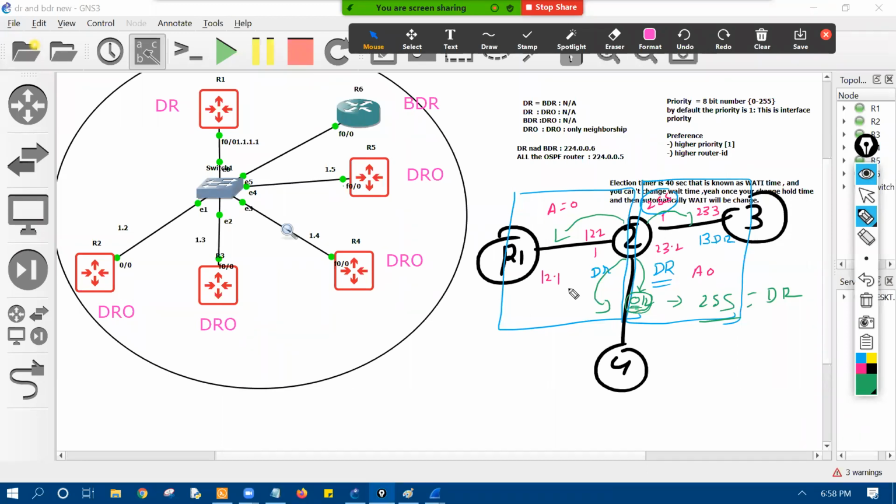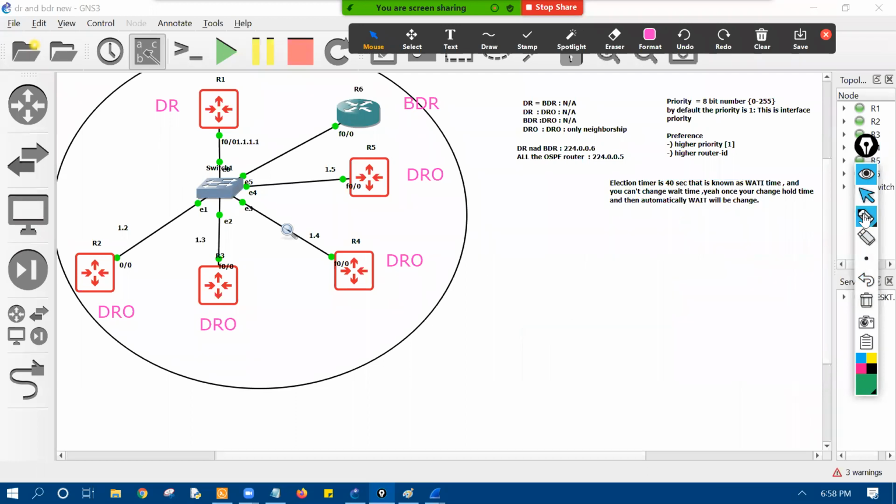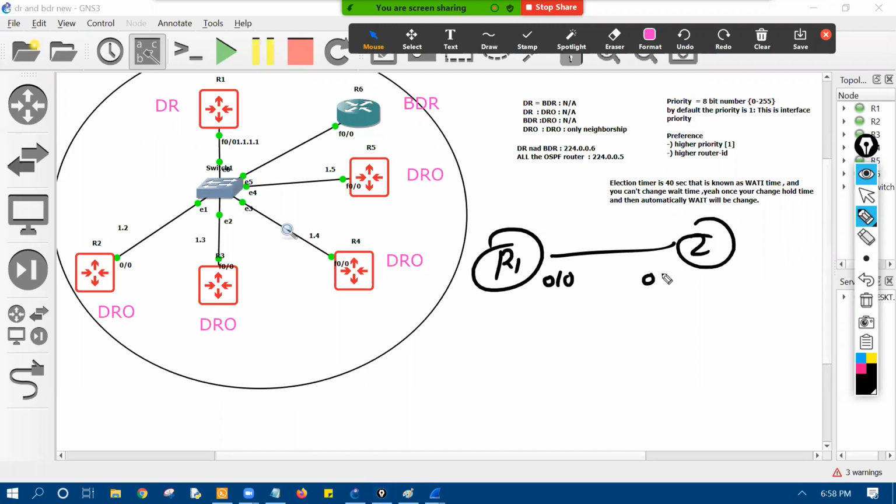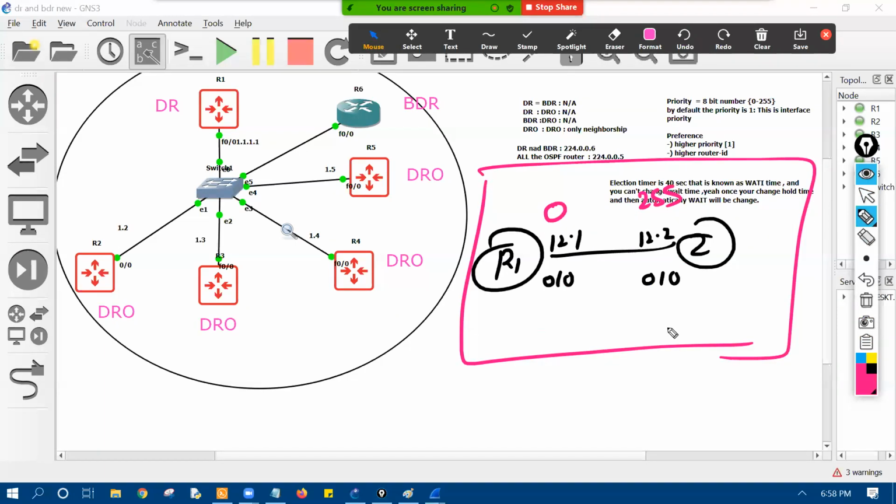Clear? One more thing. Priority 0, priority 255. Who will become the DR? Sir, router 2, 12.2. And what about R1 0/0? It will move into DRO, right?